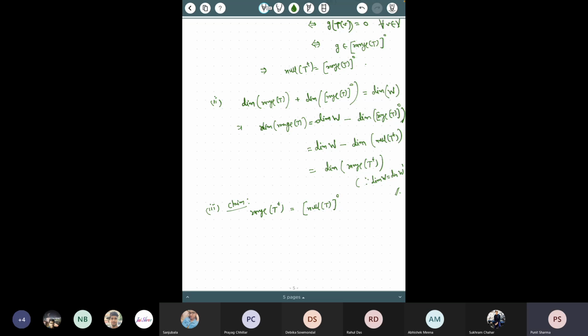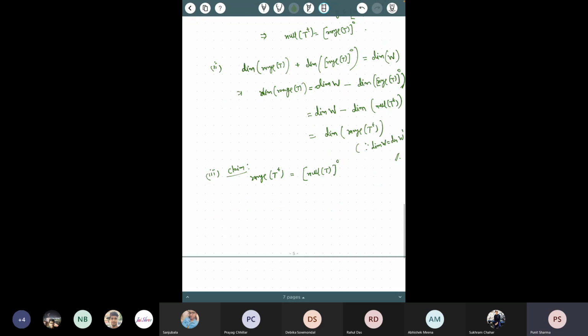So what I will do, I'll show that one is contained in the other, and to show the other side containment, I will show that these two spaces have the same dimension. That would be easy to show. Okay. So let us show that range of T transpose is contained in null of T annihilator.